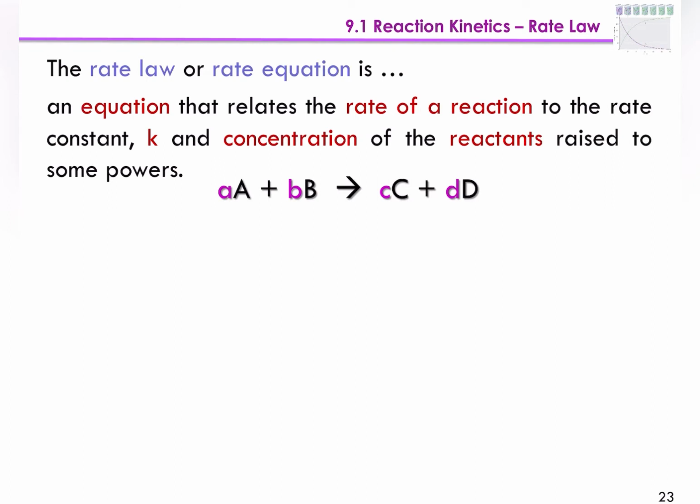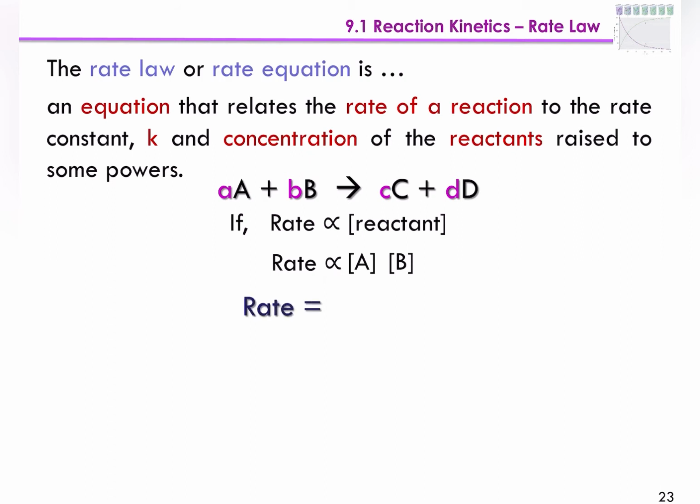If you know that rate is directly proportional to the concentration of reactants, so you know that if the rate increases, the concentration of reactants also increases. Same as well for this case, kita ada reactant A and reactant B. So of course, rate is directly proportional to the concentration A times the concentration B. So how do you make this directly proportional symbol into an equation? So we are going to replace it with equals to.